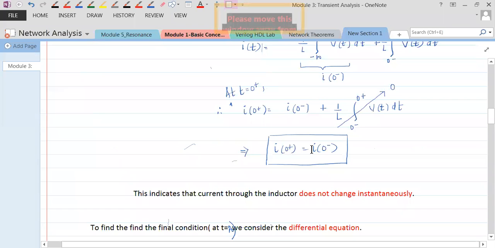But 0 plus, from 0 minus to 0 plus is a very short time, and in that short time the changes will not happen. So whatever was existing at t equal to 0 minus, the same current would exist at t equal to 0 plus through the inductor. So what have we understood yesterday? This indicates that the current through the inductor does not change instantaneously. That means for change it needs time. So it will not change instantaneously is what we have understood.